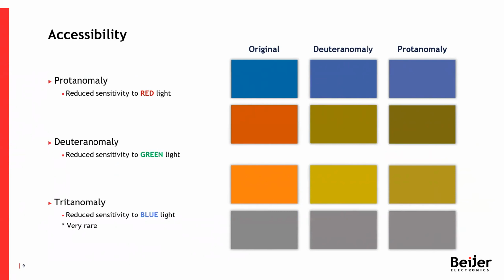All right, so protanomaly is the sensitivity to red light. And you can compare that to what the original color is. All right, the deuteranomaly is the sensitivity to green light. Now just look at that for a second and see how great of a difference these colors really are. All right, and that last one there, tritanomaly, is the reduction of sensitivity to blue light, which is apparently very rare.